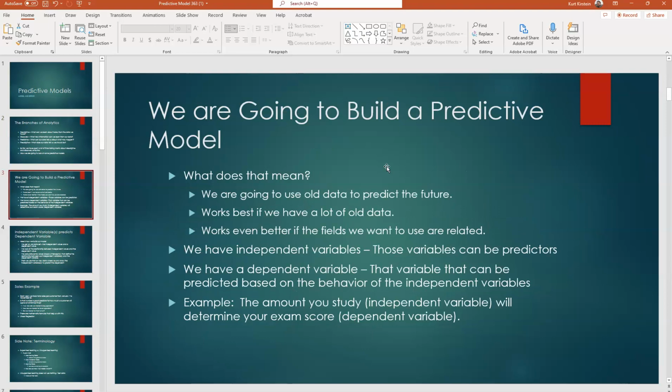So we're going to build a predictive model. And what does that mean? What that means is we are going to use old data to predict the future. There's no magic going on here. There's no mystery. All we're doing is looking at old data and saying, oh, this is what the relationship was between variables in our old data. We have a reason to believe that it's what the relationship is going to be in the future.